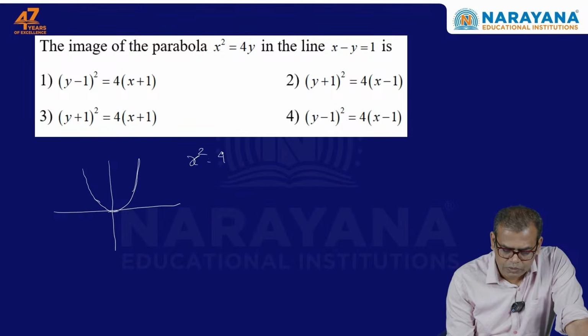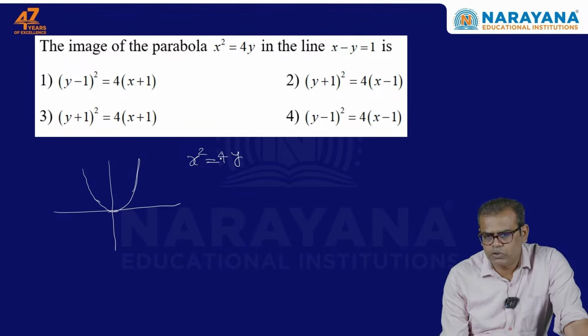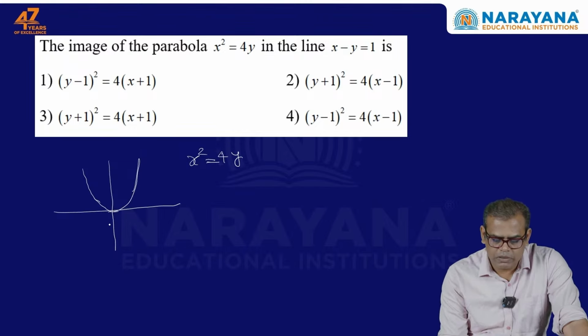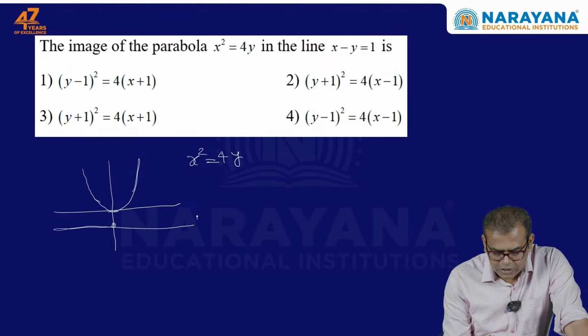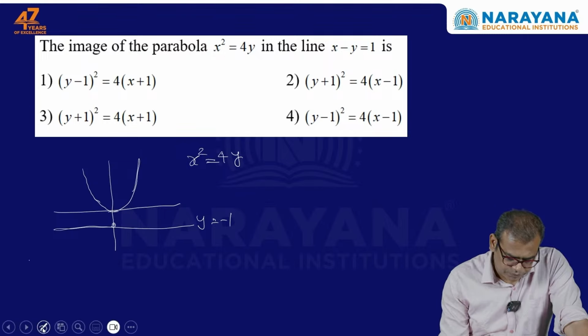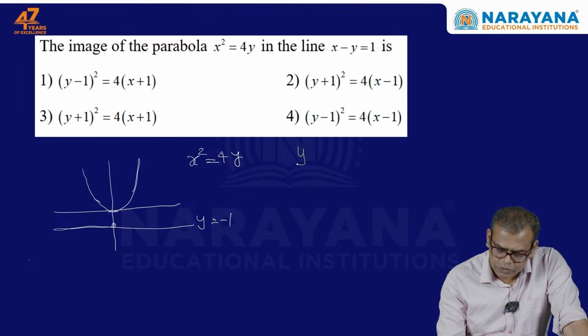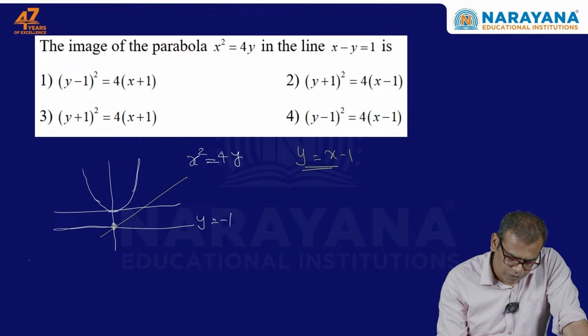X square is equal to 4y, the vertex is 0 comma 0, the axis of the parabola is the y axis, and the directrix is y is equal to -1. We are taking the mirror image of the parabola with respect to which line? The line is y is equal to x minus 1. The slope is positive, the intercept is negative, so it will pass through this point. So this is the mirror. You consider the mirror.